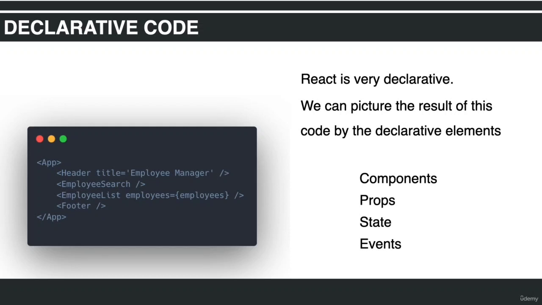So each one of these tags that we're looking at is a component. We have the app itself, then we have a header, an employee search, an employee list, and a footer component. And this is how we embed components. It's similar to just an XML syntax.